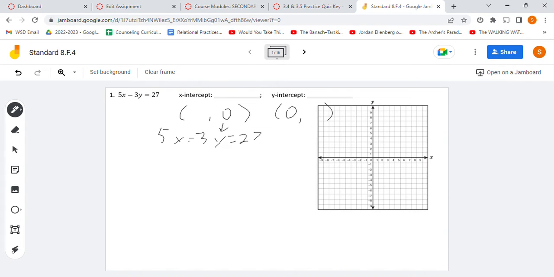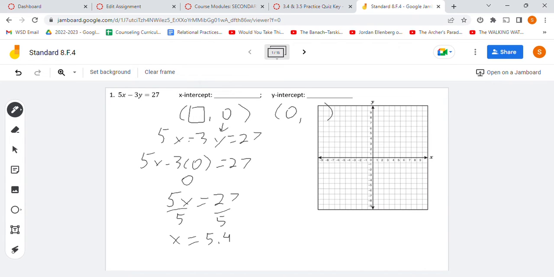So for our x-intercept, we know our y value is 0. That gives us 5x minus 3 times 0 equals 27. We're going to solve for x, and that will give us our missing value right here. So negative 3 times 0 is just 0, so that's gone. We're left with 5x equals 27. Finish by dividing by 5, and we end up with x equals 5.4 written in decimal form. You could leave that in fraction form if you wish. So we get 5.4 as our missing value there.